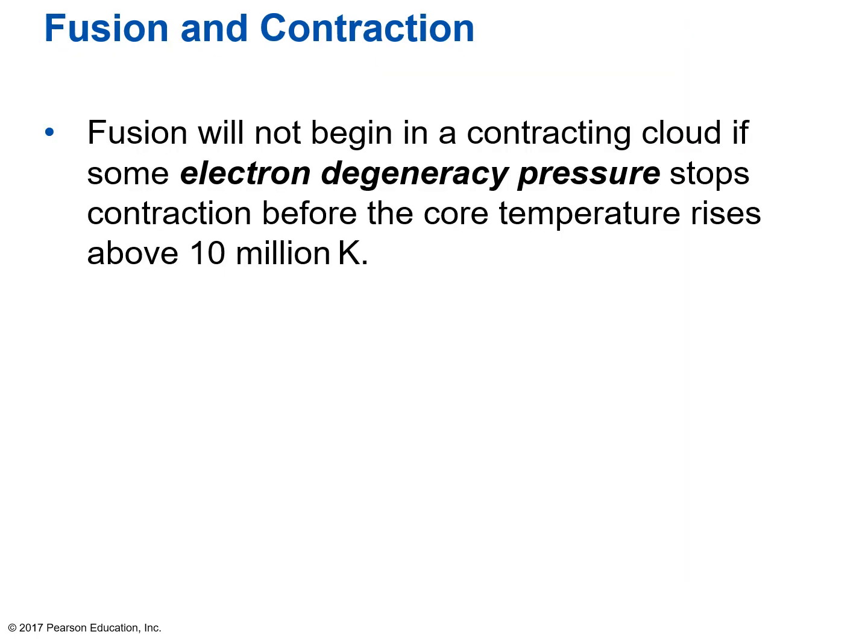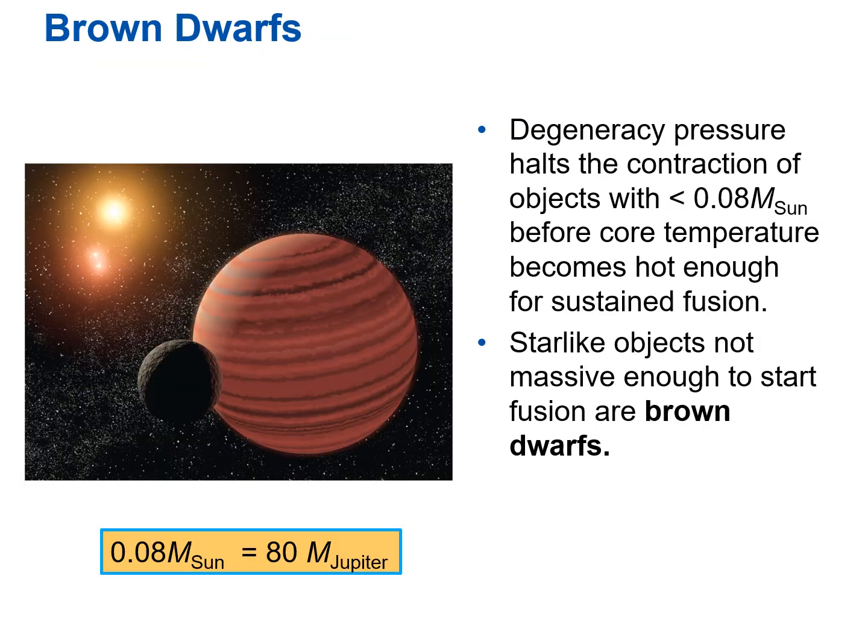As the star heats up, as the material from the cloud gets gravitationally pulled onto it, it needs to get up to a certain temperature in order for there to be nuclear fusion. Fusion will not begin in a contracting cloud if electron degeneracy pressure stops contraction before the core temperature rises above 10 million Kelvin. Electron degeneracy pressure halts the contraction of objects with less than 0.08 solar masses. That means 8% of the sun's mass before the core temperature becomes hot enough for sustained fusion.